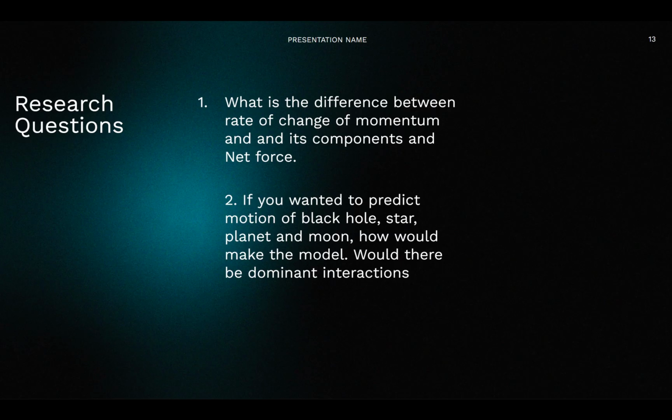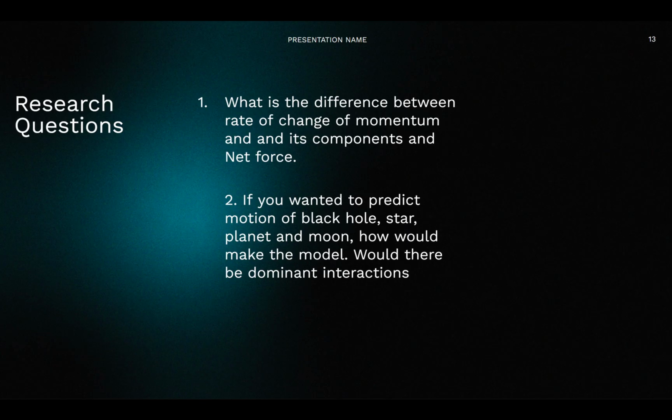Research question: what is the difference between the rate of change in momentum and its components and net force? We think of dp dt and its components in its parallel and perpendicular components, and net force as the combination of all forces, but the formulas are the same. dp dt does equal F net.